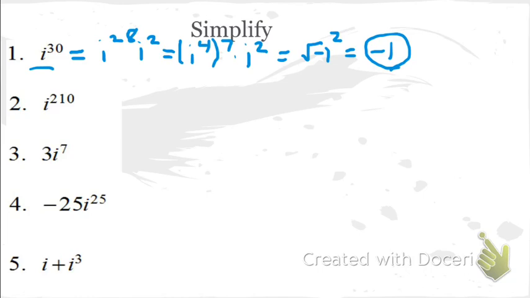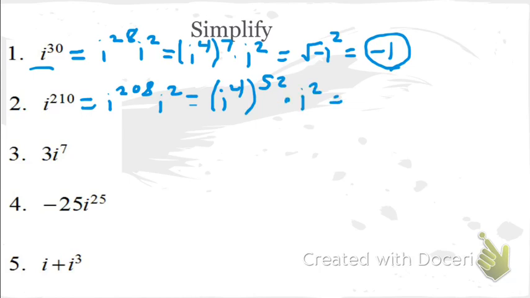Same thing with i to the 210th. I know 4 goes into 100, so it must go into 200, and it must go into 8, so it has to go into 208. So we can break this up as i to the 208th power times i squared. And then we have i to the fourth, and 4 goes into 208, let's see, 25, 50, 52 times. So that whole part is going to equal 1 times i squared, and we know i squared is -1. So i to the 210th is just going to be -1.